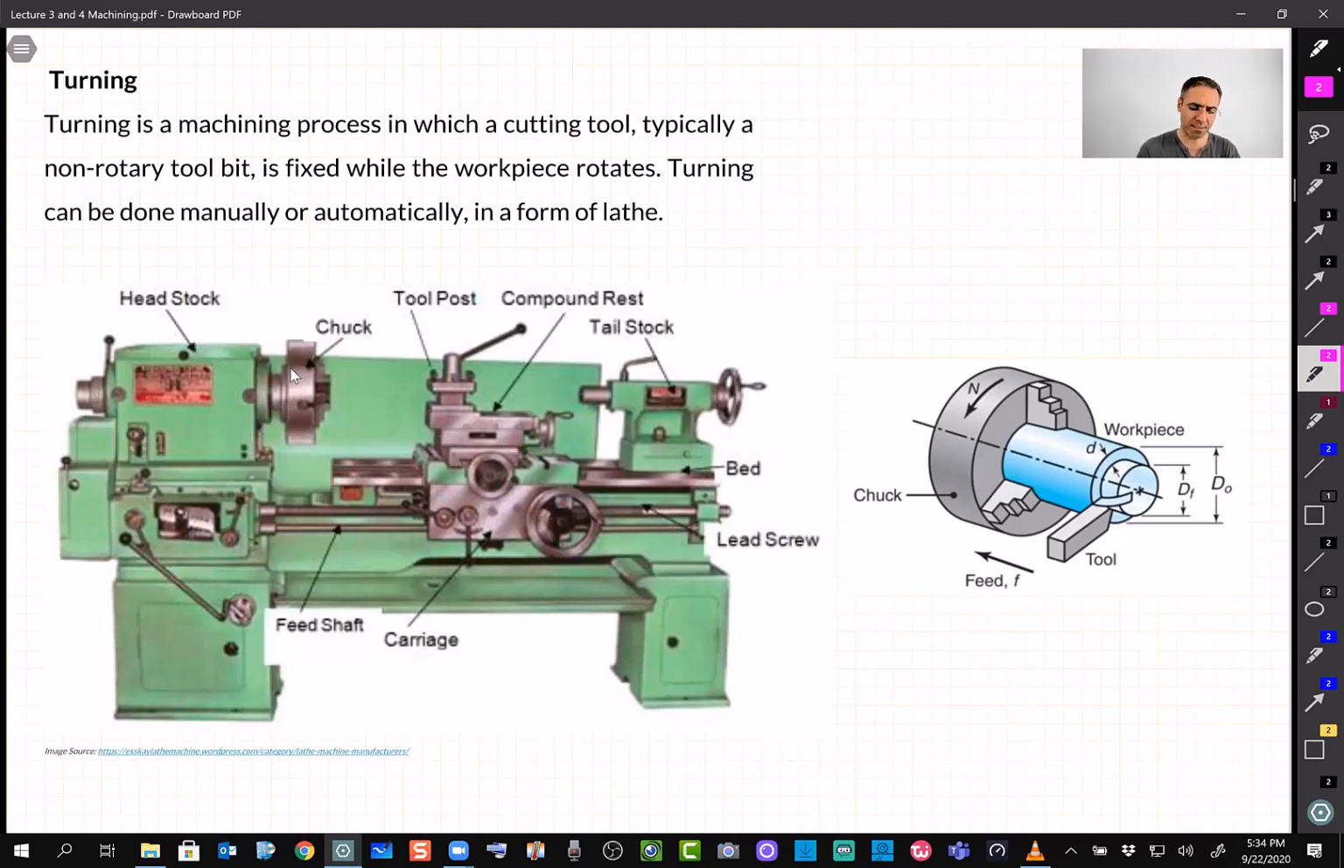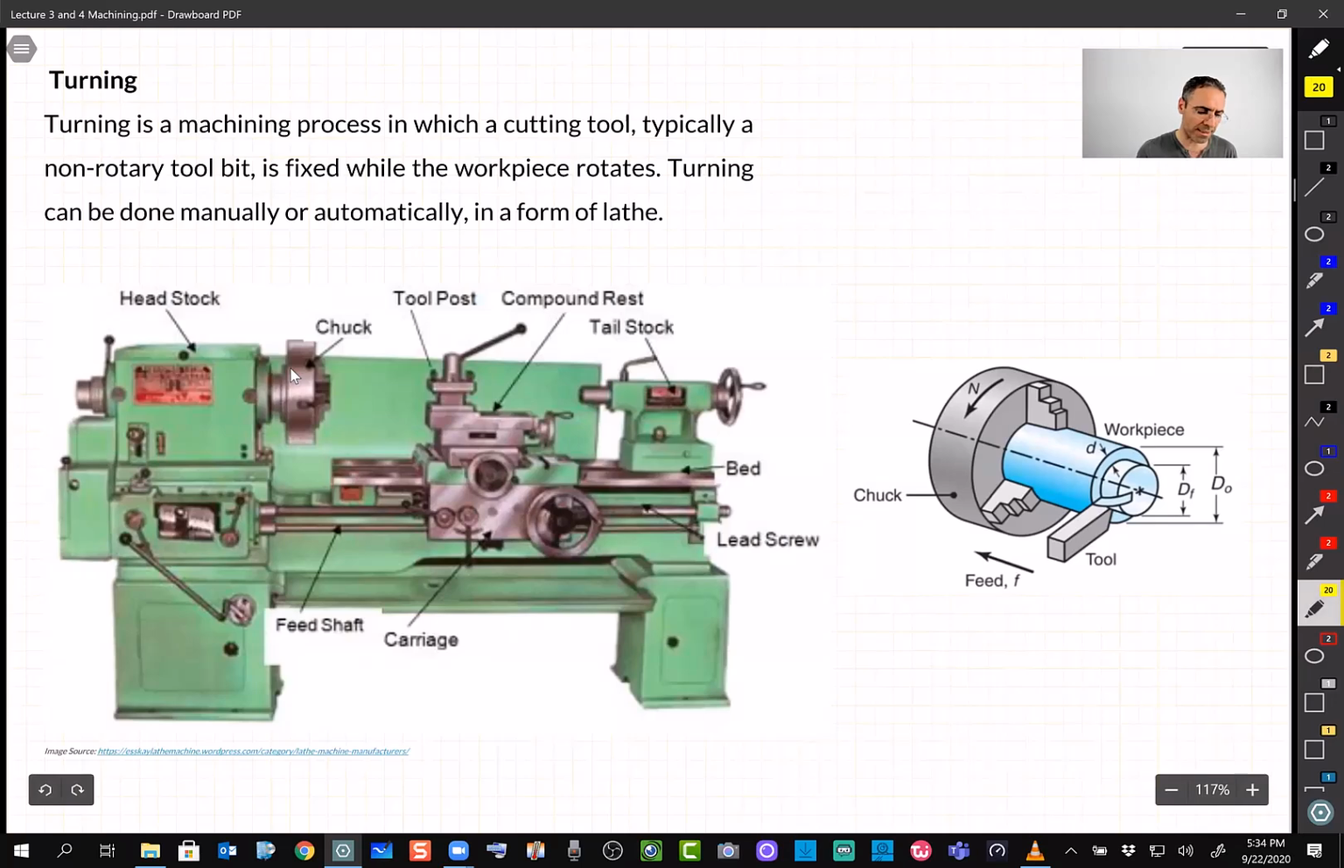Again, as I said, for the turning process, the main definition is that the tool bit is fixed, and it is the workpiece that rotates. That's the difference between milling and turning. So this image shows a lathe machine. Many of you have worked with this machine, or at least you have seen one in our machine shop or maybe somewhere else.